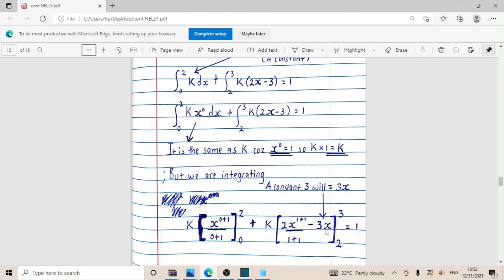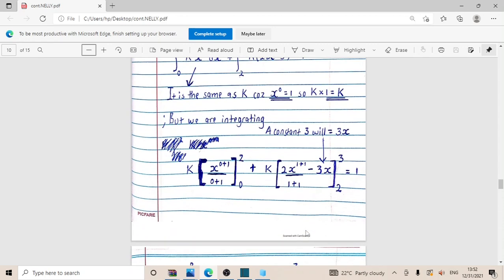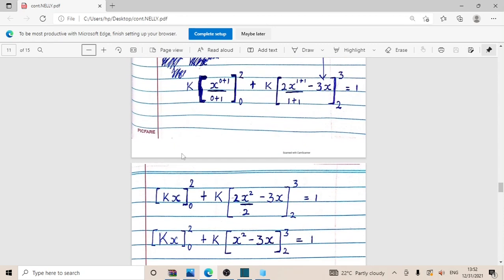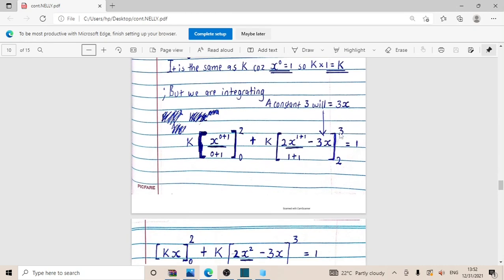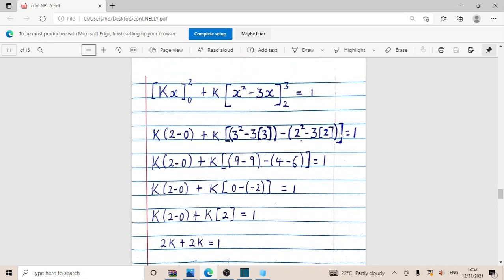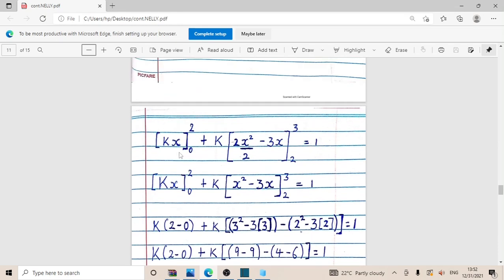So then I square bracket this, and then it's having the lower limit and the upper limit, which is equal to 1. So after doing that, remember this was also a constant, so it will automatically become a kx, like how these 3 got the 3x from a 3. So it gets the kx now, and it's having limits of 0 to 2, then plus. Now with this I'm having 2x squared divided by 2 minus 3x, and then the limits 2 to 3, which is equal to 1.